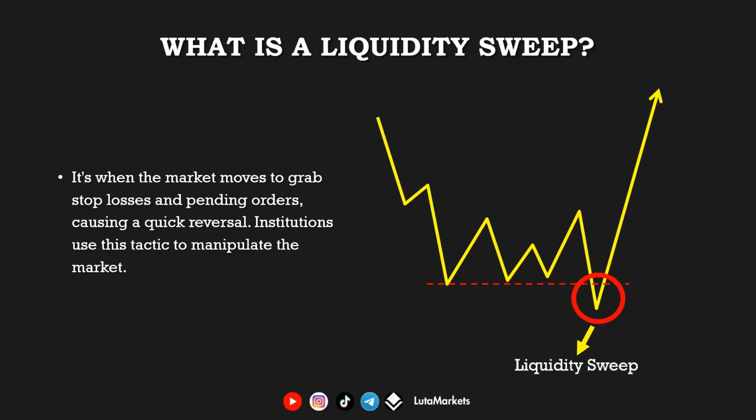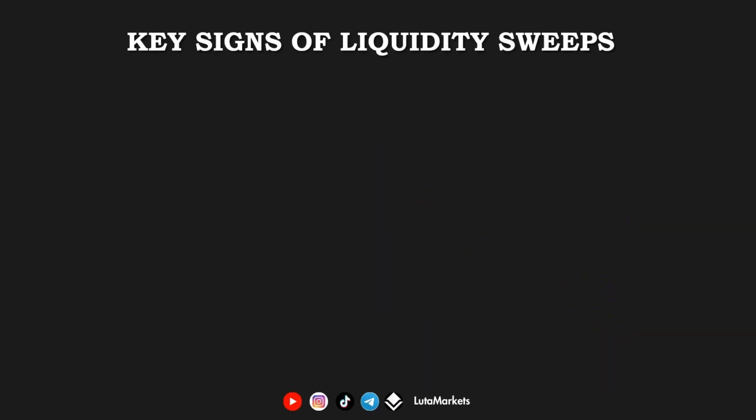Think of it like a fake out. The price drops below a support level, traps sellers, then shoots up. That's a bullish liquidity sweep. Or, the price spikes above a resistance level, grabs buy orders, then tanks. That's a bearish liquidity sweep. The market does this all the time to trap retail traders. These moves are designed to deceive, but once you understand how they work, you can use them to your advantage.